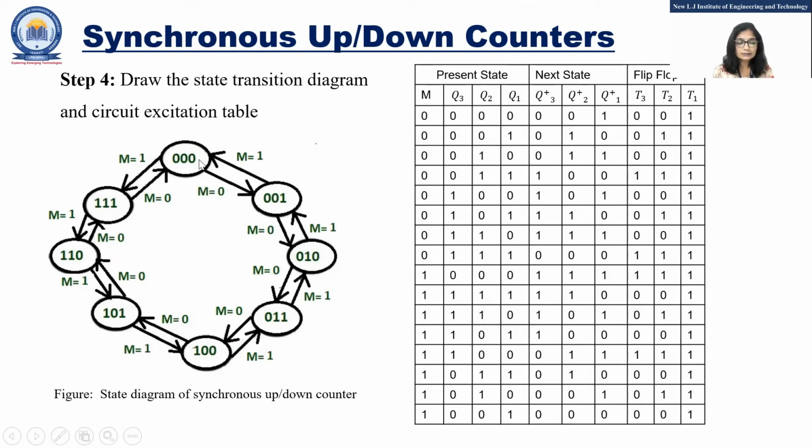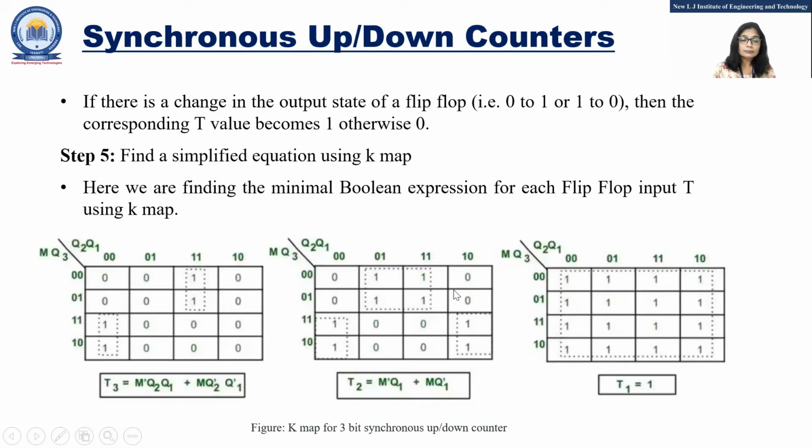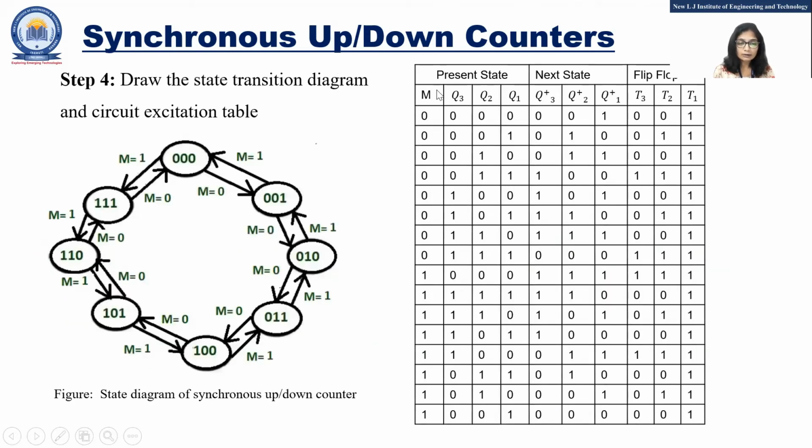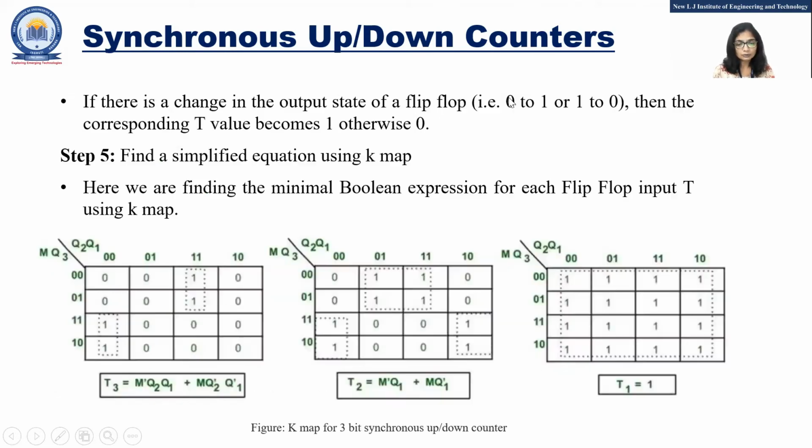Means the current state is 000, the next state will be 111. The current state is 111, the next state will be 110. So 7, 6, 5, 4, 3, 2, 1, and the last state will be again 000. So like this way, you have to consider this mode signal also in this K-map. M, Q3, then Q2, Q1.